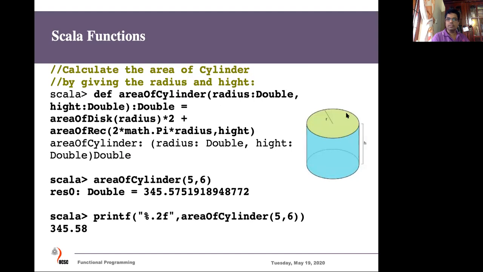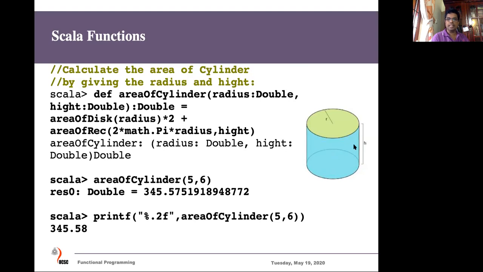Using the other two sub-functions, we can get the answer. How do we get it? We have two disk surfaces. So we call the area of disk with the radius, multiply by 2, and we get the area of the disk surfaces. For the curved surface area, we want to pass the length and the height. The circumference of a circle is, you know, 2 multiply pi r. So we say 2 multiply pi r radius. That is the length of this rectangle, and then we pass the height. So it returns the area of the rectangle. So we get the area of this surface.